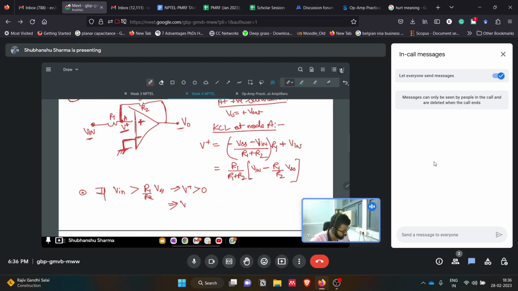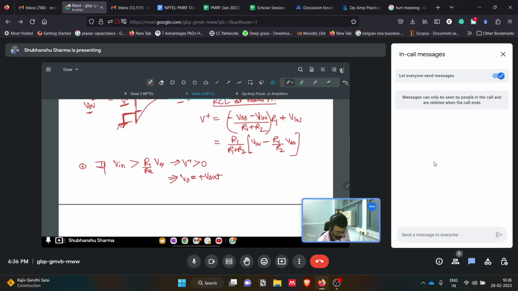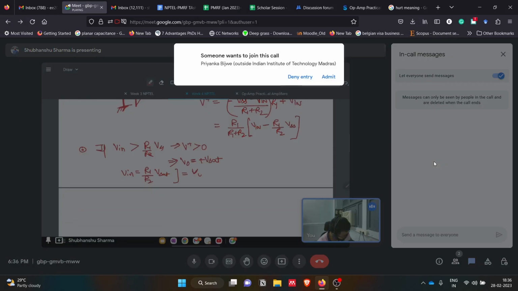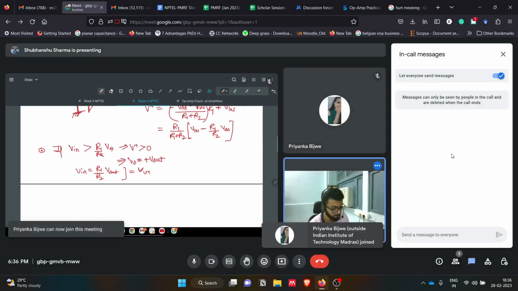The output will be driven to the plus V saturation side. Okay. So this we can say is the boundary condition when V in equals R1 by R2 V saturation. This is what we call VUT, the upper threshold. So this is the upper threshold.